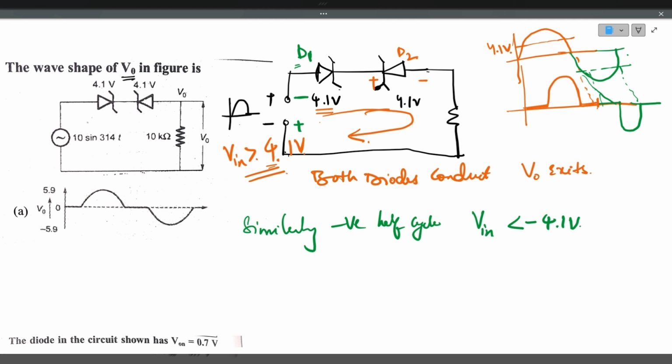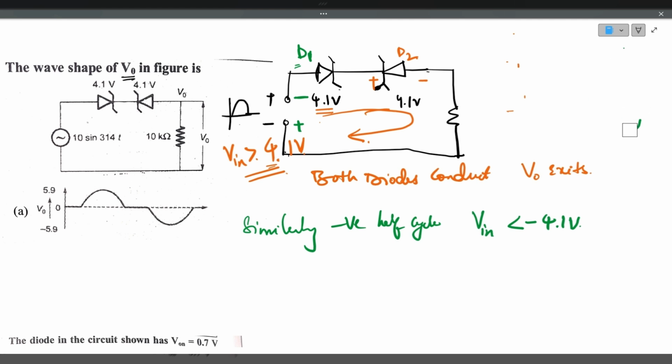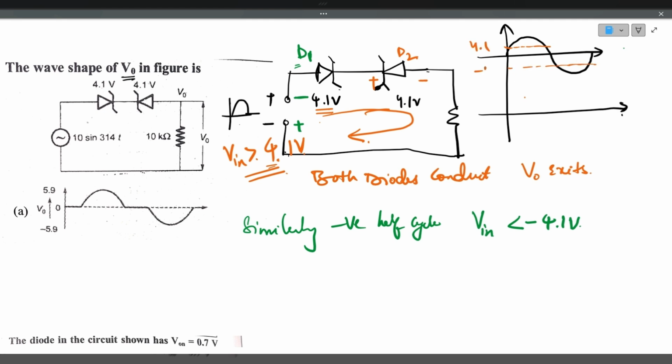I'll draw the clear diagram here. This is the input voltage and this will be the output voltage. Here input voltage, this is plus 4.1, this is minus 4.1. So as long as input is less than plus 4.1 for the positive cycle, the output will be 0. So when input crosses 4.1 volts, output exists. Similarly, for the negative half cycle also, as input goes less than minus 4.1, output exists. Otherwise, output will be 0.